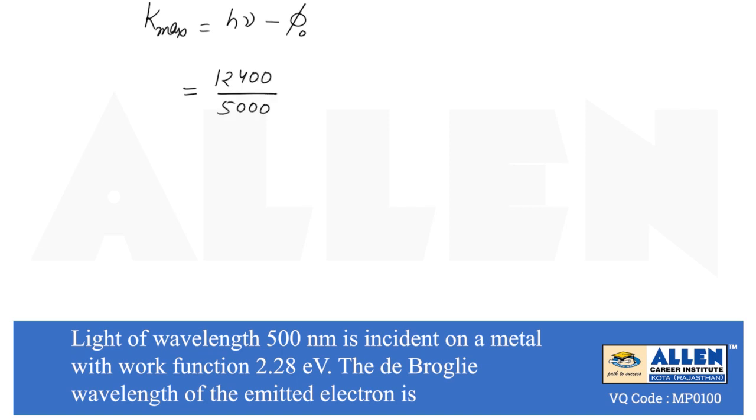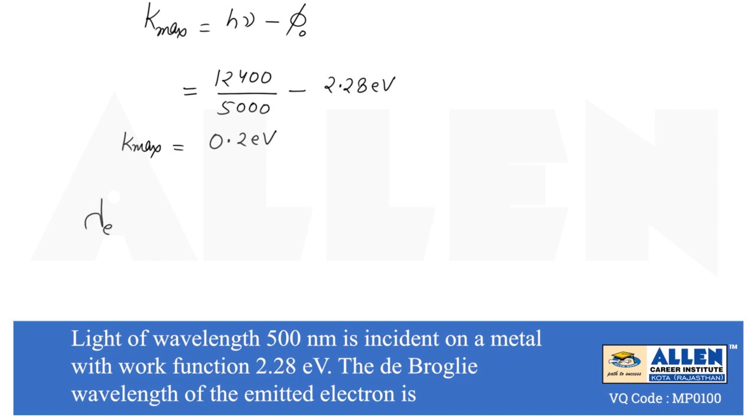So my answer will be directly in electron volt, and the work function in the question is given as 2.28 electron volt. On solving it, I get 0.2 electron volt. The kinetic energy of the fastest electron is 0.2 electron volt. Now I am going to find its de Broglie wavelength.